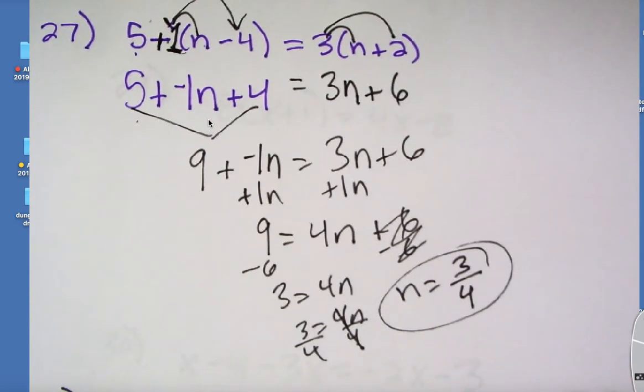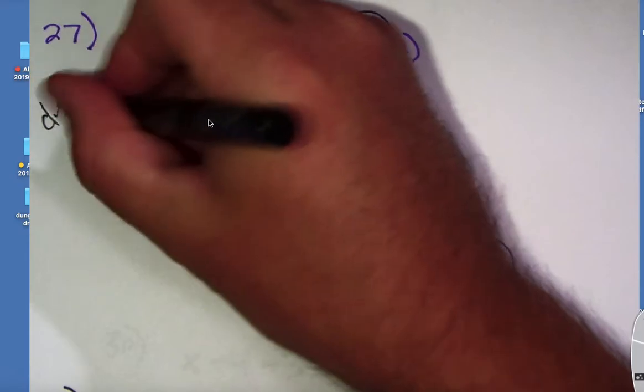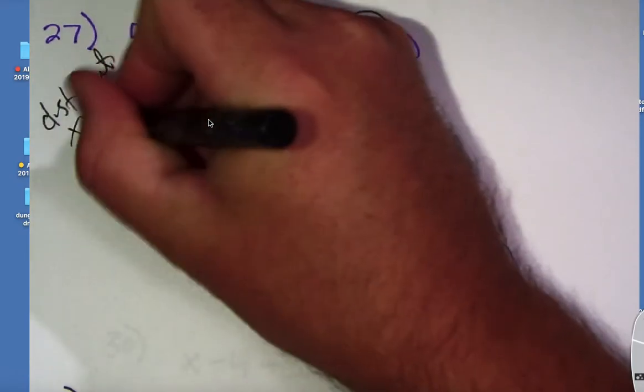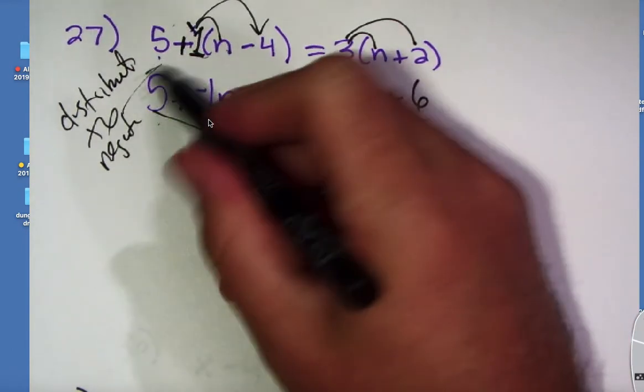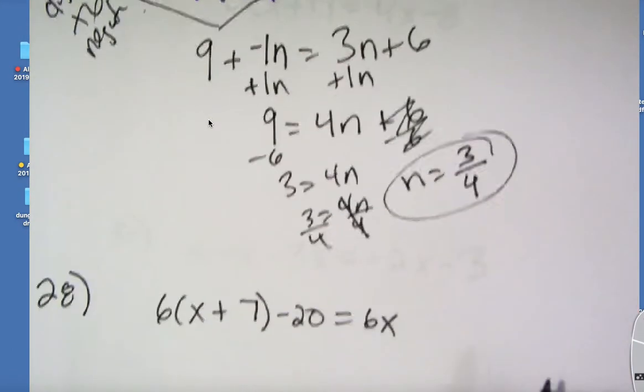Alright, so that's number 27. This is the most common mistake. You didn't distribute the negative correctly. Right here, you have to distribute the negative. Right up there. Alright, number 28.